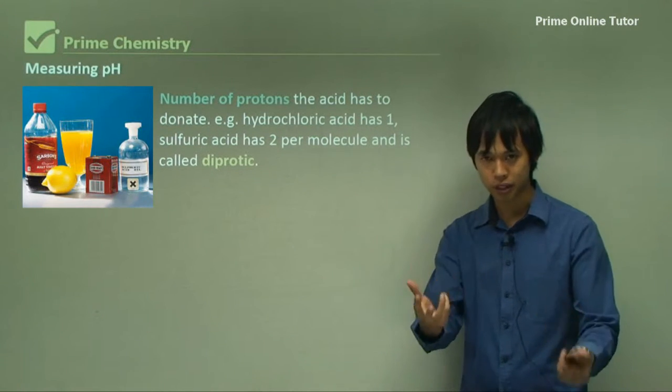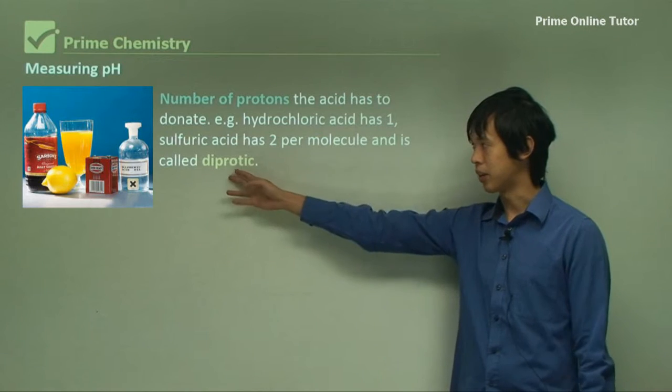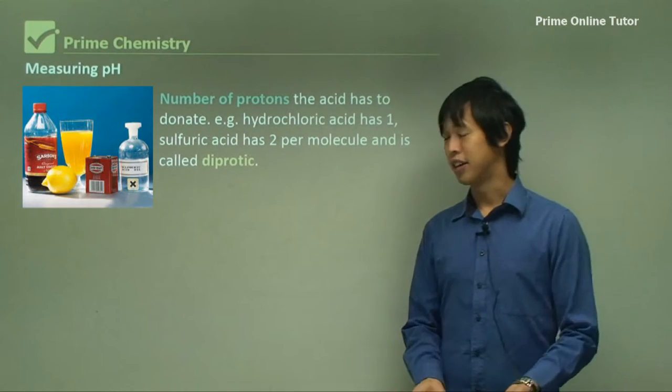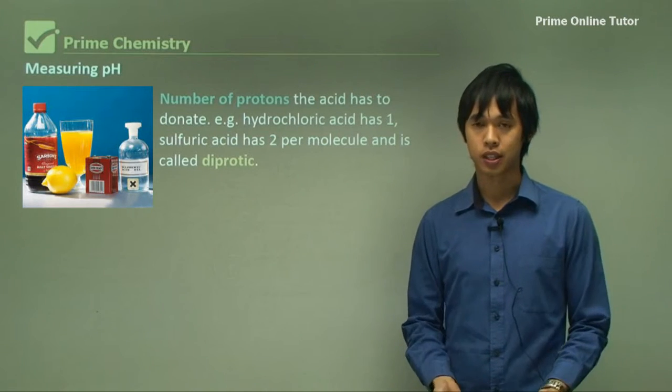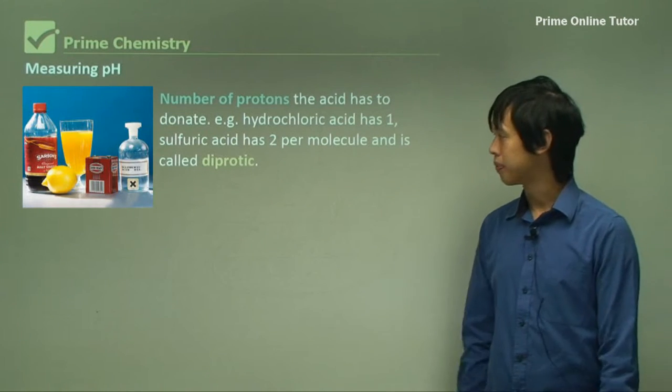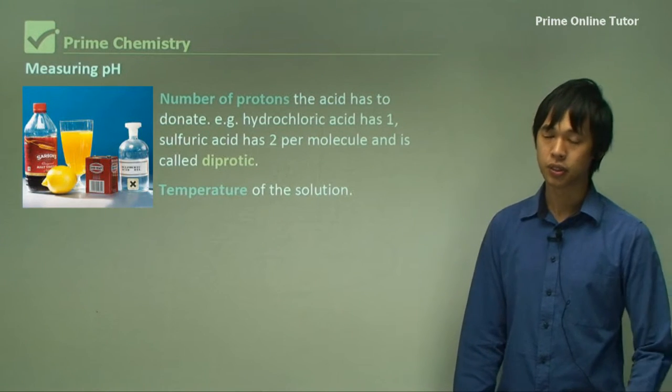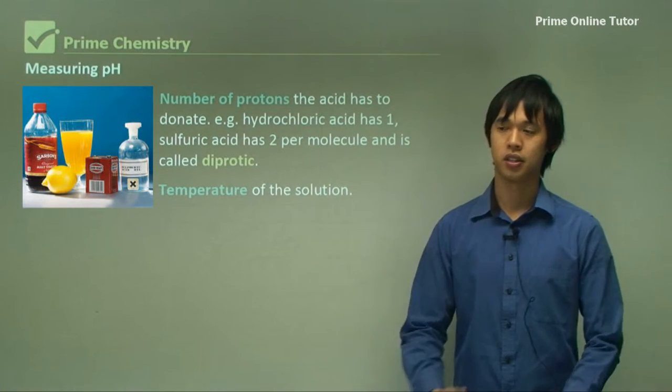Pro meaning like proton, so that's kind of where that word comes from. And something that can give off two hydrogen ions would be a diprotic or two proton acid. Okay. Additionally, the temperature of the solution also makes a difference because it's related to energy.